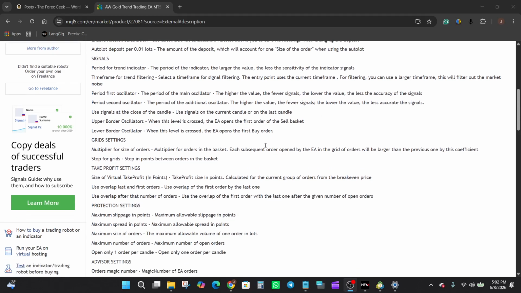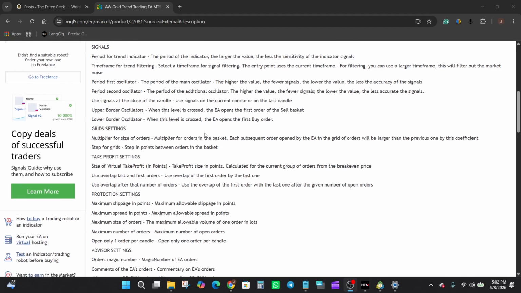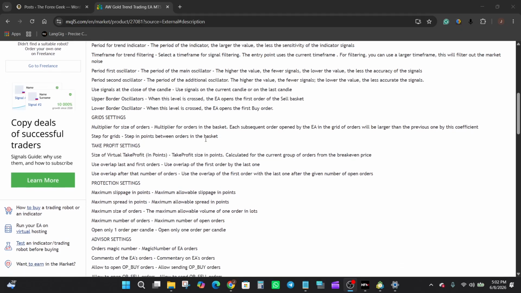There are also several protection settings built in, such as limits on spread, slippage, maximum number of orders, and per trade volume caps. These are typically used to keep execution under control, especially during volatile market conditions or poor liquidity. I also noticed there are notification features included, which means the EA can send alerts, emails, or mobile push notifications when trades are closed. So that is useful for monitoring activity without constantly watching the chart.